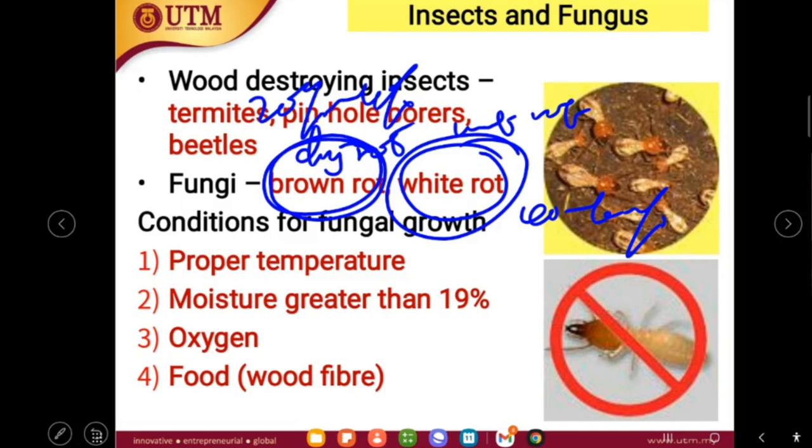So the conditions for fungal growth are a proper temperature, moisture which is greater than 19%, with the presence of oxygen and also food, which is the wood fiber. When all of these things exist, normally the fungi will come and attack our trees.